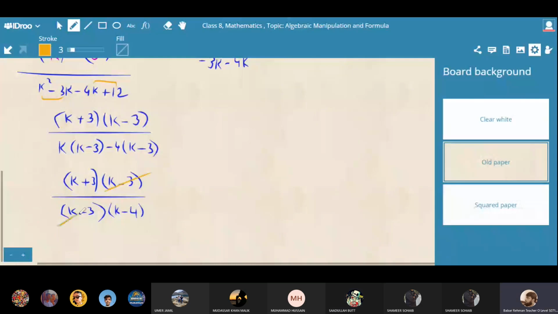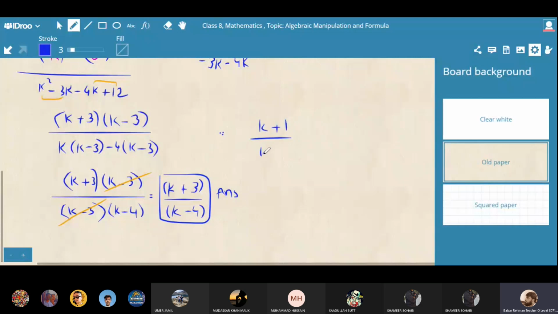And so now, what is the final answer? The answer will be k plus 3 upon k minus 4. Now, you cannot simplify these two. This is our final answer, because when they are adding, we cannot cancel. Yesterday, I told you about this. If k plus 1 is written and k minus 1 is written, you cannot cancel k. This is an incorrect way to do this question.